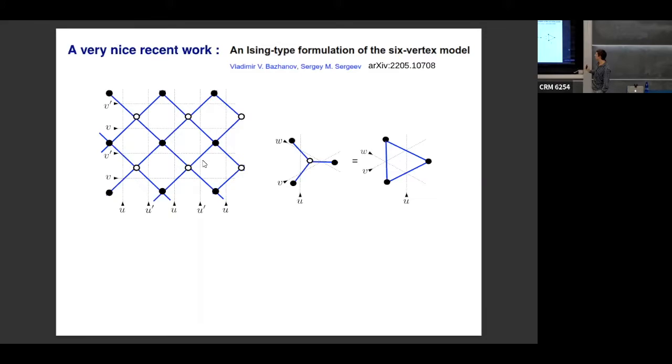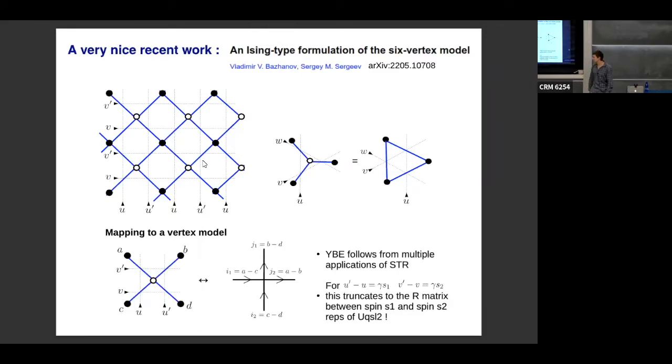And from there, they construct a vertex model. And the way they construct a vertex model is the following.